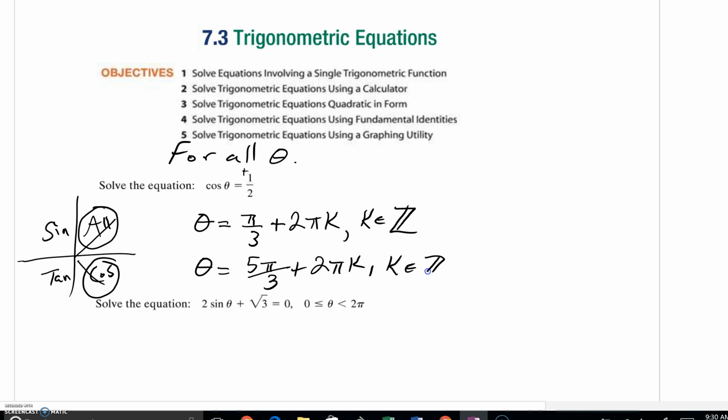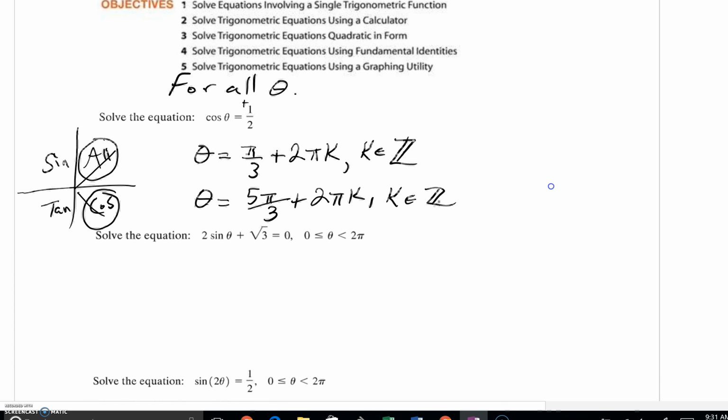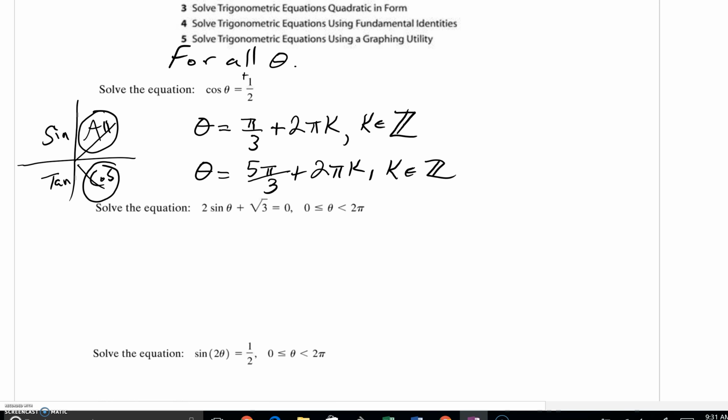Now, every once in a while, kids feel dejected. They look the answer up in the back of the book, and they'll say, the author wrote 5 pi over 3 plus 2 pi k. I didn't. I wrote negative pi over 3 plus 2 pi k. Would negative pi over 3 plus 2 pi k work? Yes, sir. Yes, definitely. And I think sometimes kids will realize, oh, yeah, wow, we don't really have any angle boundaries here. Negative pi over 3 would be represented here.